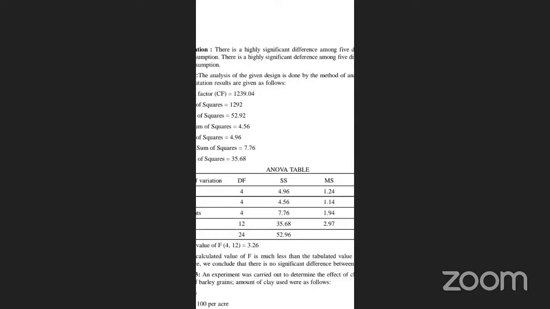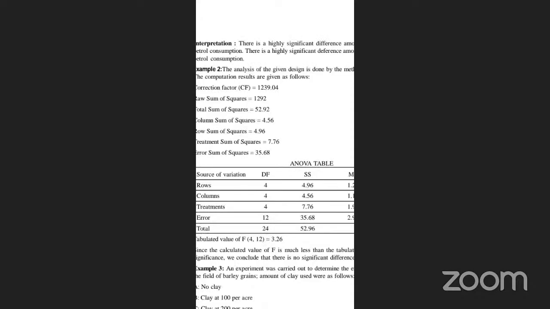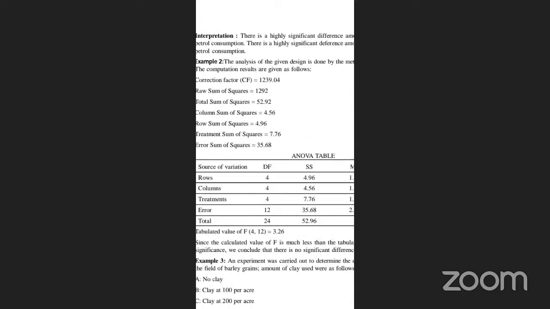So this is the value of interpretation. So the highly significant difference is the speeds with respect to the control petrol consumption. So there is highly significant difference between the makes with respect to petrol consumption. So this is the one. The second problem you have to see. Any doubts, ask me, I'll clarify.